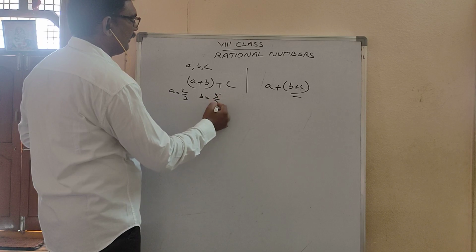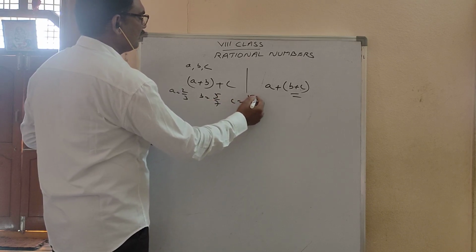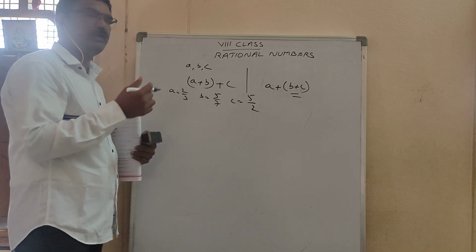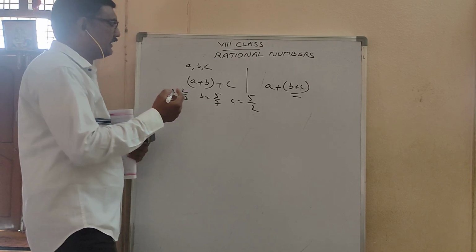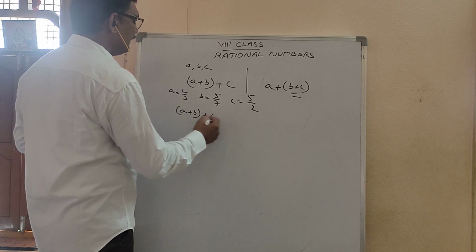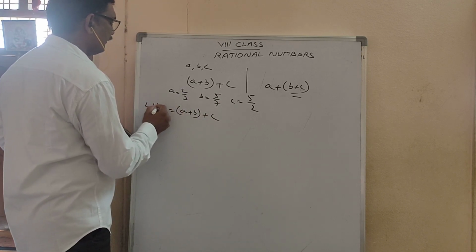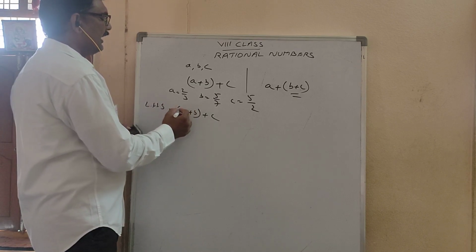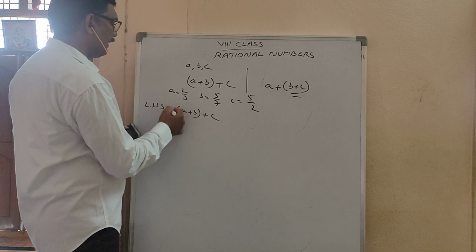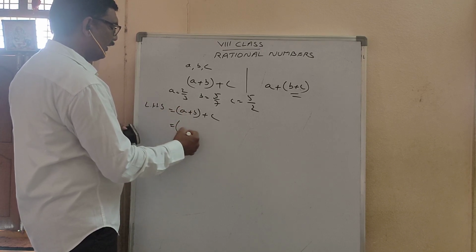B is equal to 5 by 7. C is equal to 5 by 2. Like this I take it. Now what you have to do is A plus B plus C. That is the LHS. In the LHS, I am substituting the values of A, B, C. Equal to, I am keeping as it is. I open the brackets here.